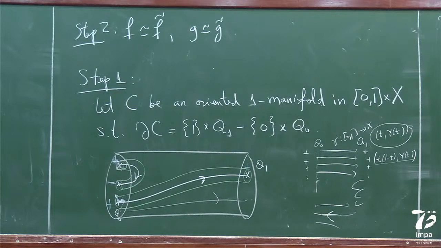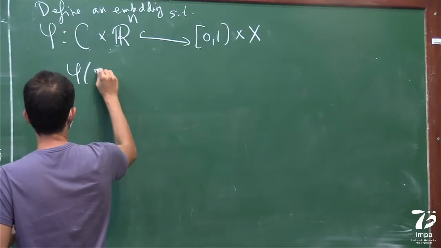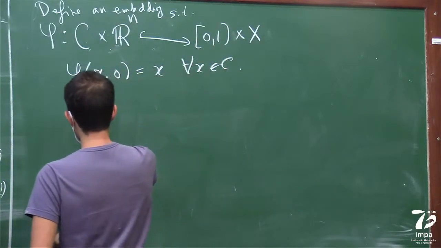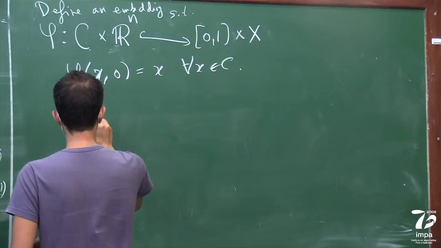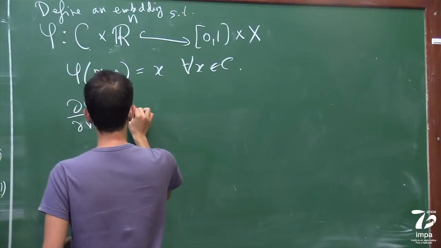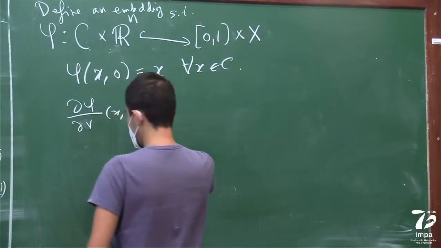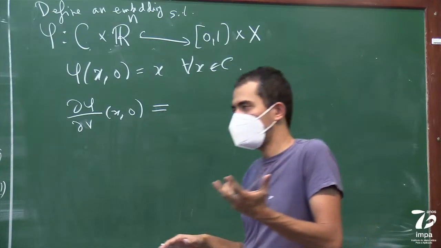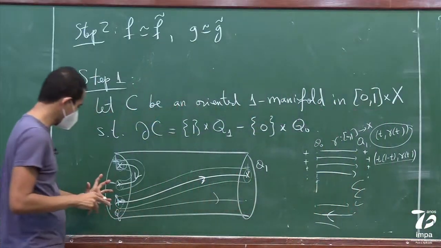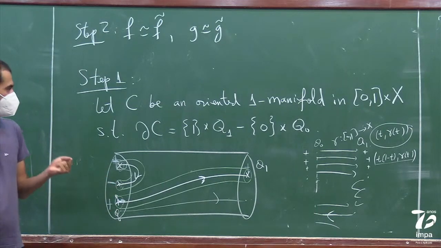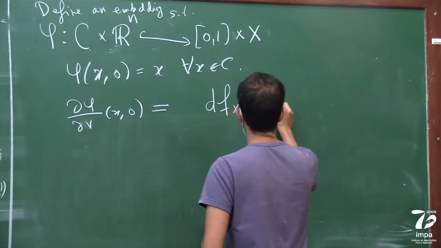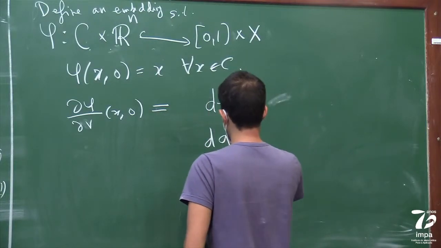And the thing I want to do is choose that. So let me write this again. This is for every point in C. And then I want the derivative at xv to coincide with, so I already have a chosen basis here, which comes from the functions f and g. So I already have df at x, and I have dg at x.